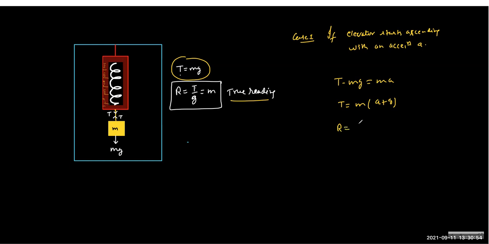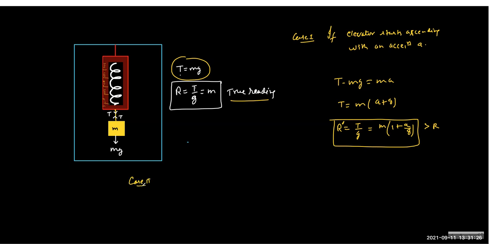So the reading will be T by g as usual, which will turn out to be m into (1 plus a by g). So the new reading, that's called R dash, is more than R, right? When the elevator accelerates up, of course tension will be more than gravity, and so the spring balance will show you more reading.